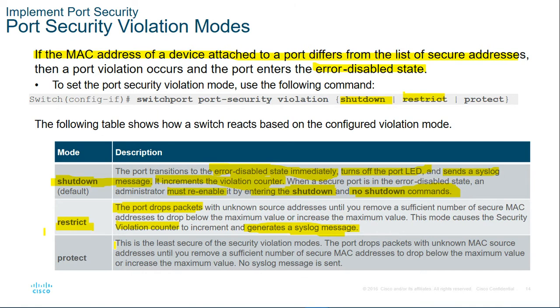Out of these three options, shutdown is the best one, because if any violation occurs, it immediately shuts down the port, turns off the LED, sends a syslog message, and counts how many times the violation occurred. Restrict drops the packet and does not shut down the port, but it generates the syslog message and counts the violations. The third mode just drops the packet and continues, without generating the syslog message or counting the violations.